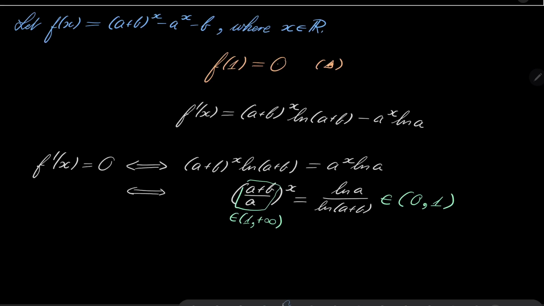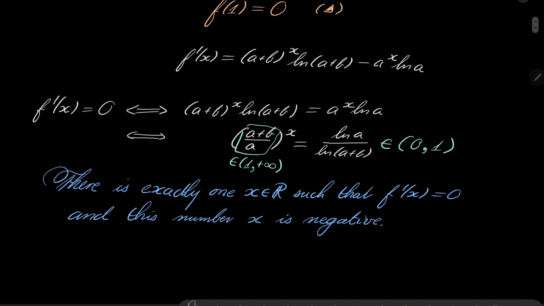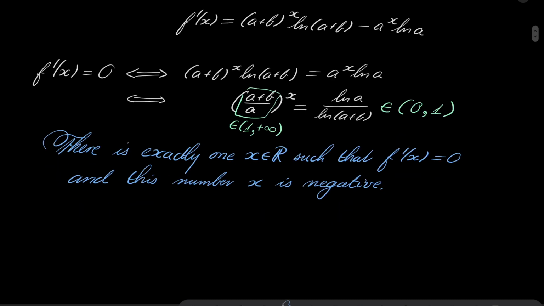So there is exactly one real number x such that f prime of x is 0, and this number x is negative. It's negative. All right. So in other words, let x0 be this number.